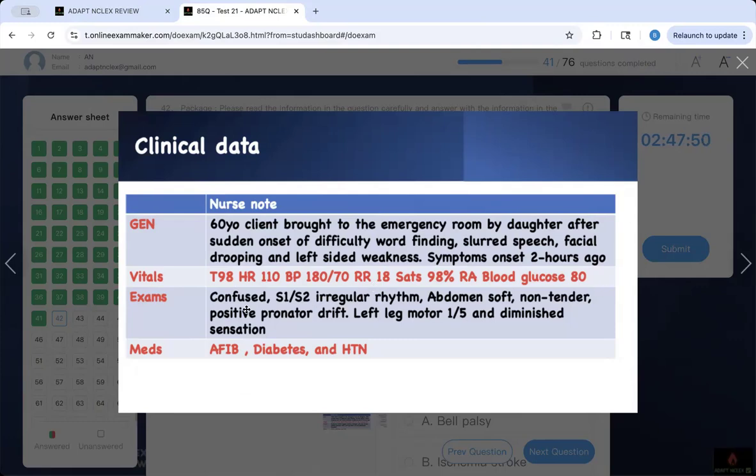These are my vitals. Tachycardia, temperature is normal, blood pressure is elevated, my glucose is 80. I'm confused. S1, S2, I have an irregular rhythm. Probably that's what causes the problem. My abdomen is fine. I have positive pronator drift. That means if you stretch your hand and you open your palm facing up, before you realize it your palm will be facing down. Positive pronator drift. One of your legs is weak and there's no sensation. You have AFib. If you put it together, go for the buzzword. 60-year-old, slurred speech, facial drooping, left-sided weakness, acute onset, AFib should tell you something.